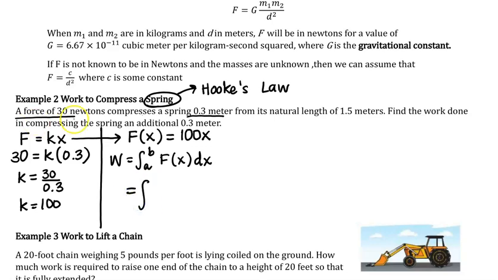Well, the spring has already been compressed 0.3 meters from its natural length of 0.5. So right now it's at 0.3 meters compression, and we want to take it an additional 0.3 meters. So it's right now been compressed 0.3, and we want to compress it to 0.6 because we want to compress it an additional 0.3. I'll put in the force function that we found, and now this is a very simple integral for us to calculate.